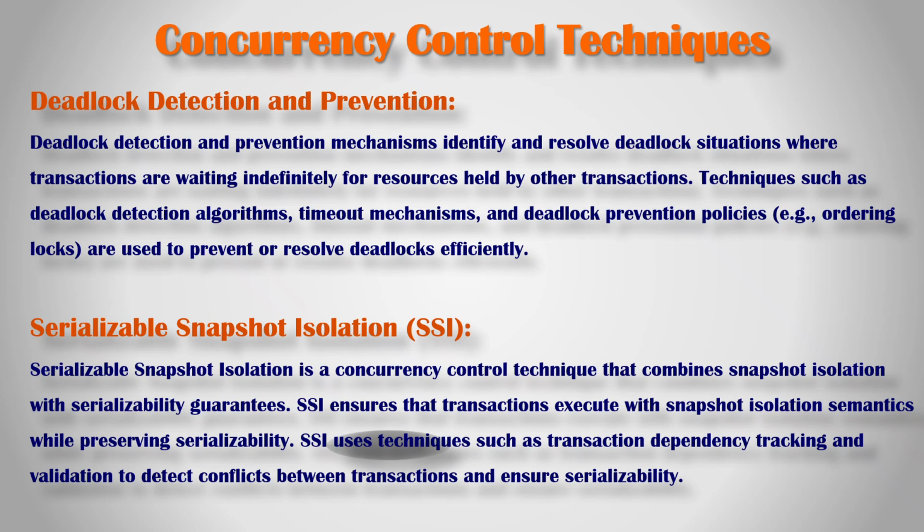Serializable snapshot isolation, SSI. Serializable snapshot isolation is a concurrency control technique that combines snapshot isolation with serializability guarantees. SSI ensures that transactions execute with snapshot isolation semantics while preserving serializability. SSI uses techniques such as transaction dependency tracking and validation to detect conflicts between transactions and ensure serializability.